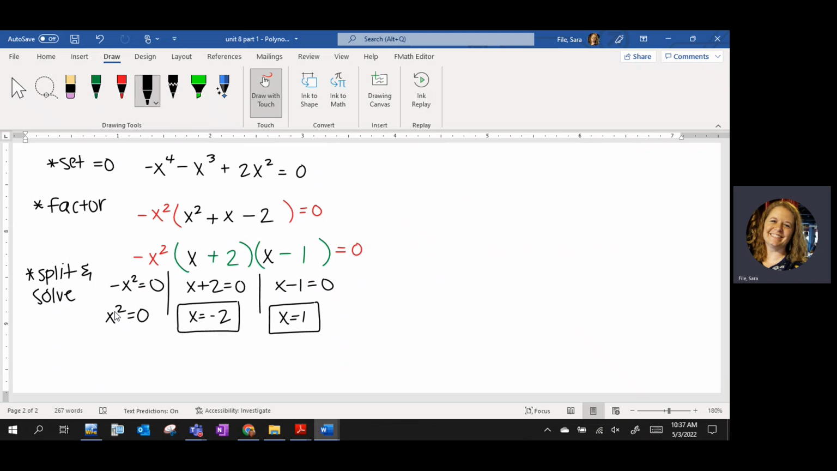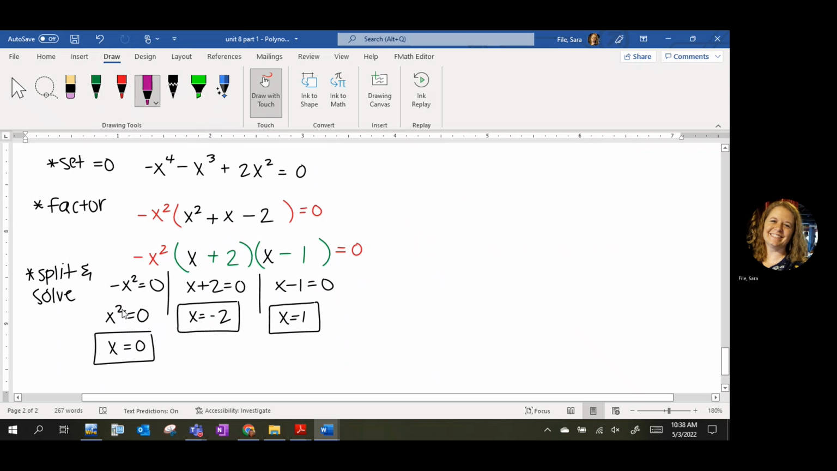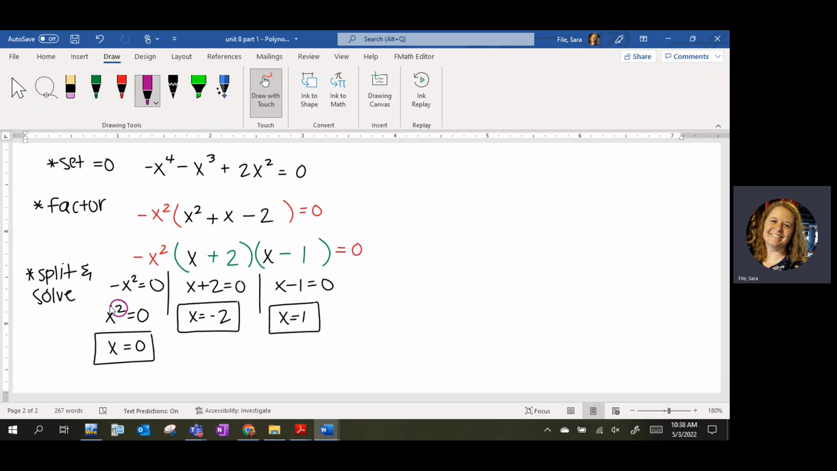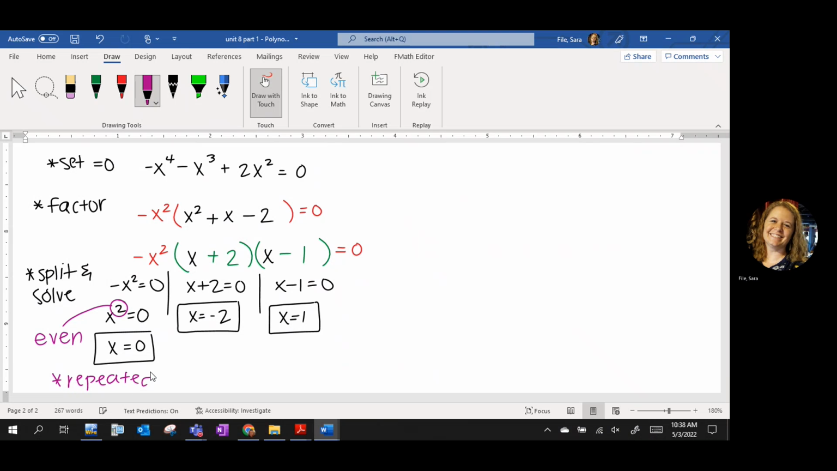Or if you think of it as taking the square root, when you take the square root, you normally have to do plus or minus. There's 2 roots, but it's 0. It doesn't really have a sign, so it's not positive and negative 0. It's still just 0, okay? But it's a repeated one. It's repeated twice, and it's even. So this is a repeated root. It's repeated an even number of times, which tells me what? It's only going to touch the x-axis, not cross.